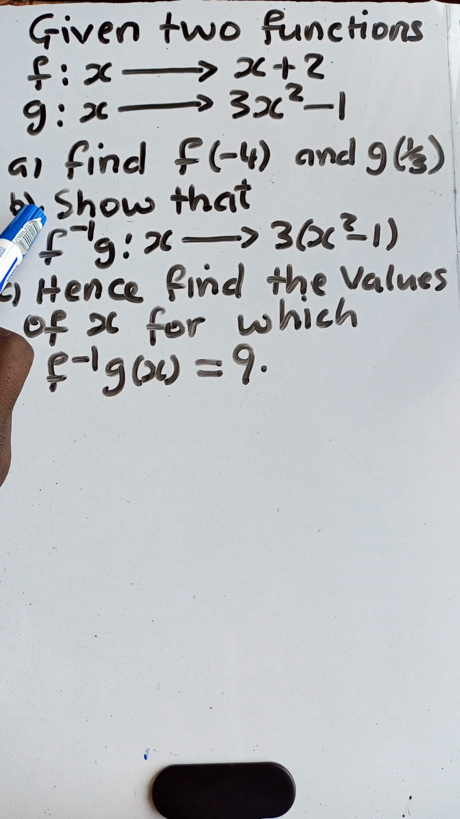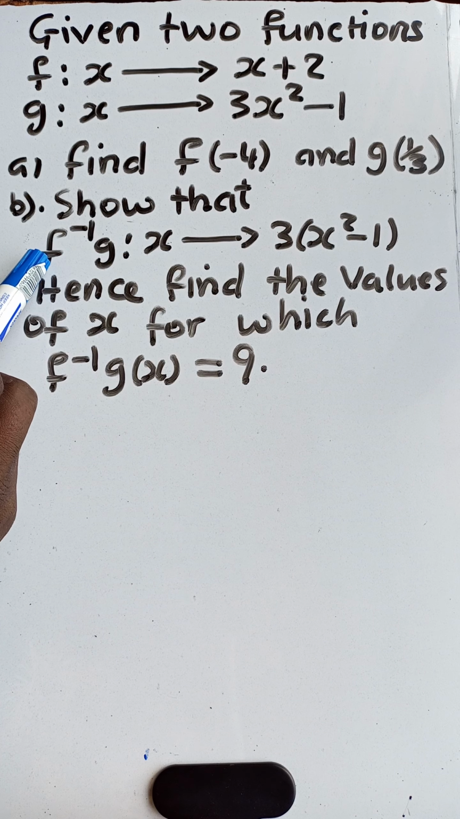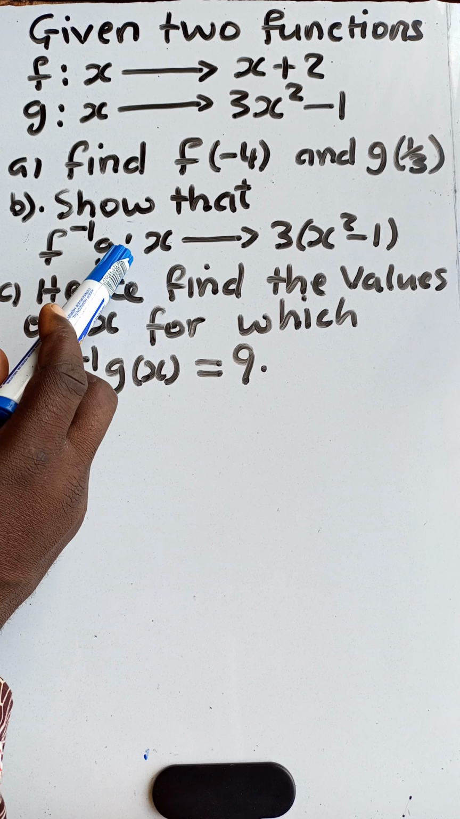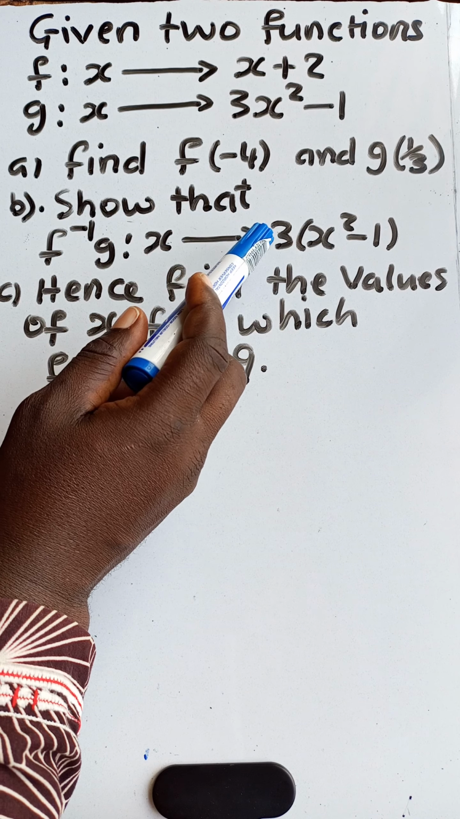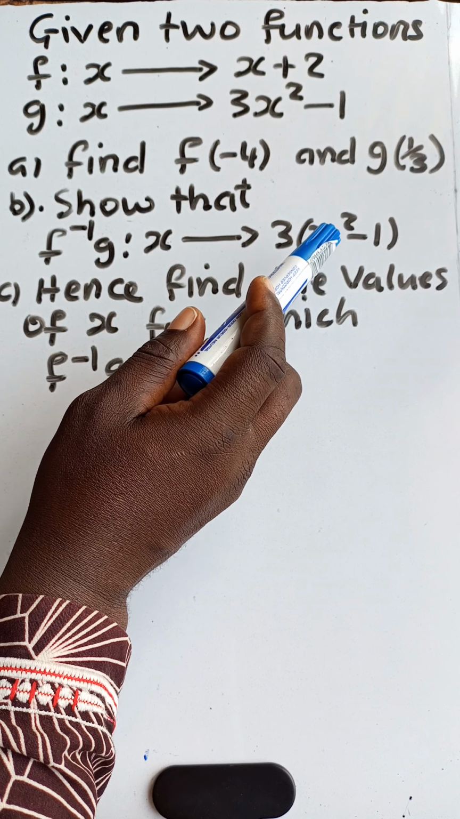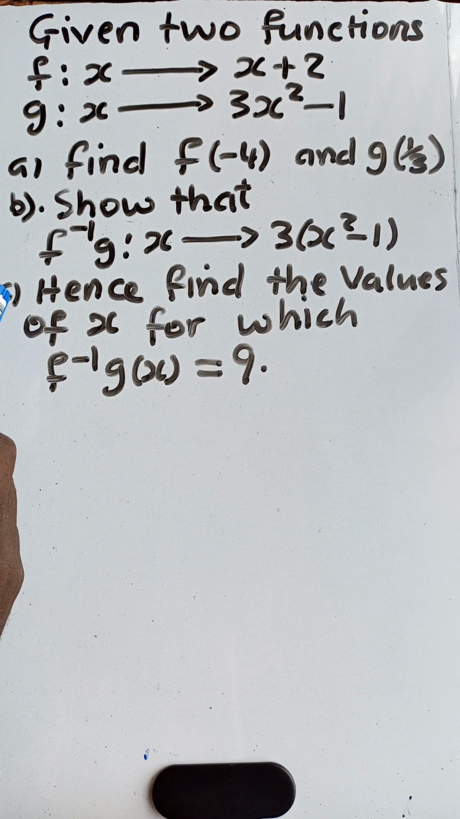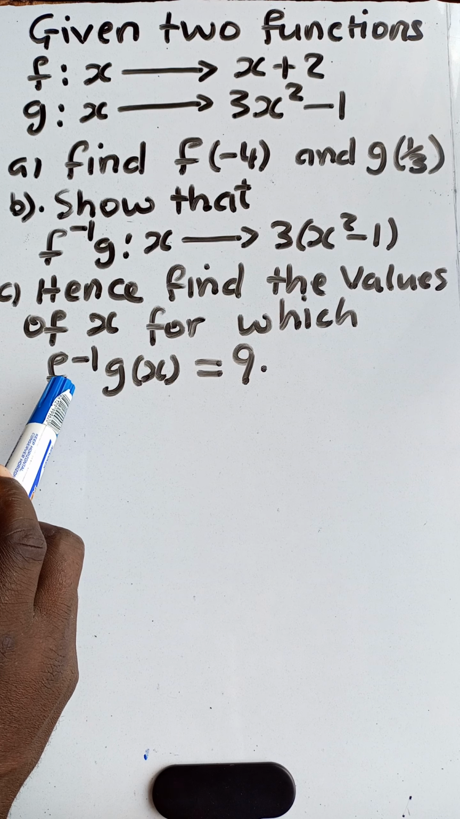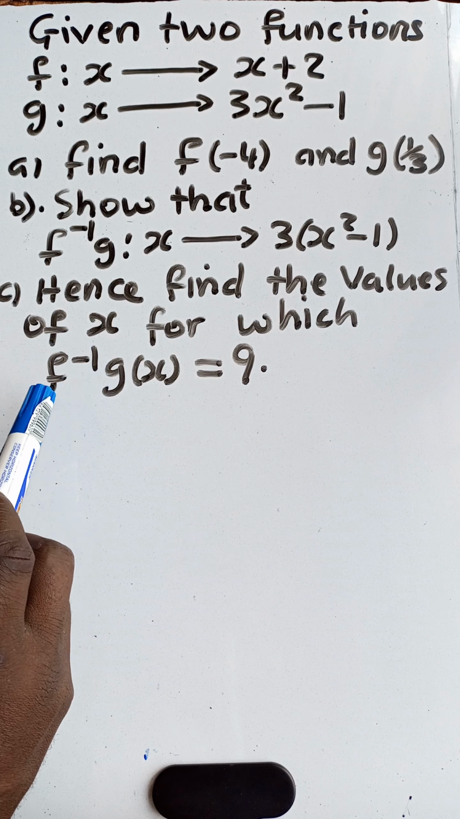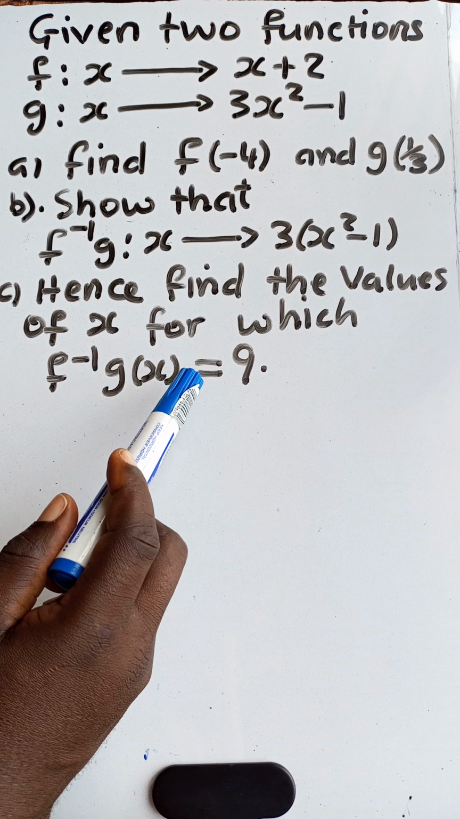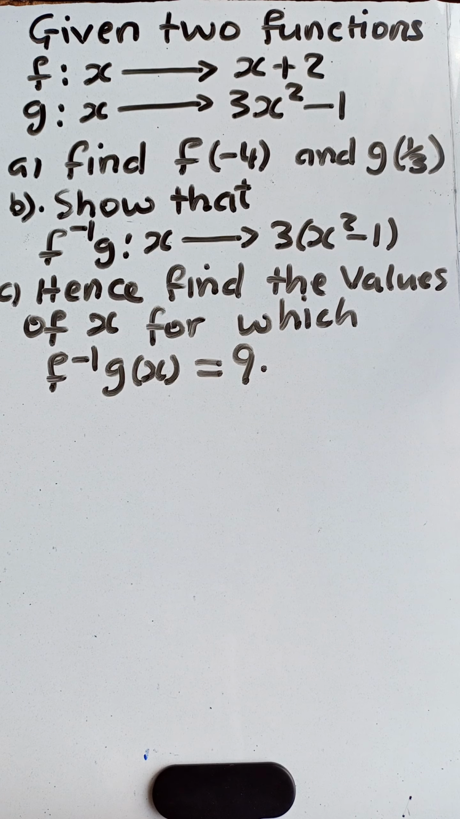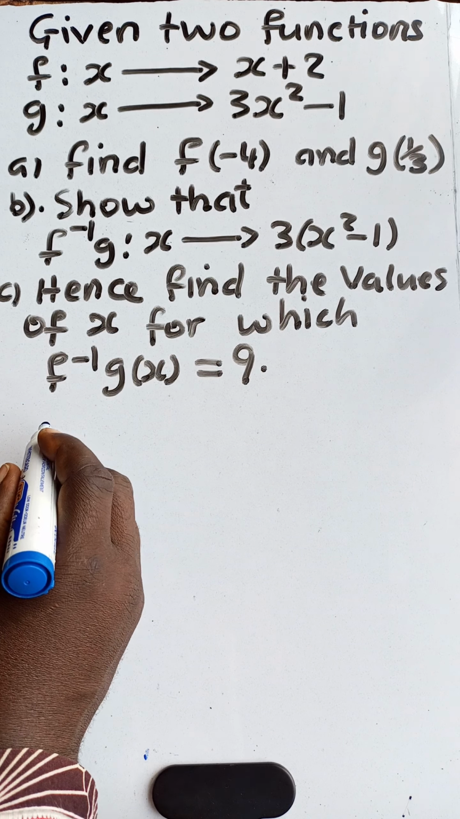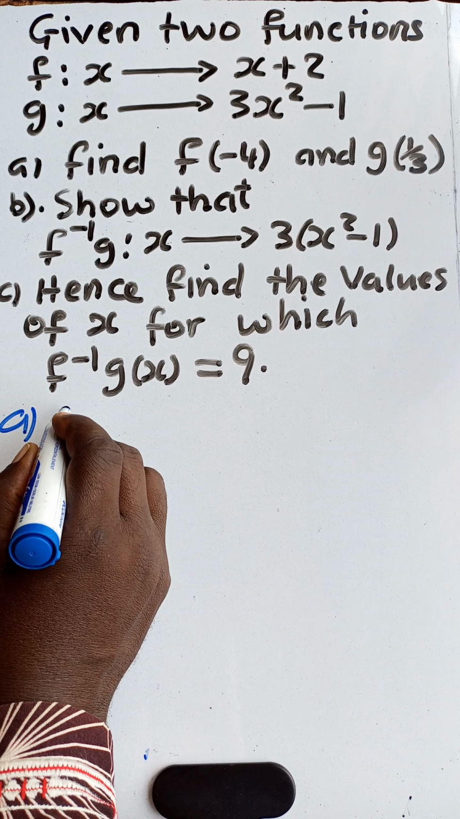Also in B, we are asked to show that the composite function made up of the inverse of f and g takes x and maps to 3 into x squared minus 1. And then in the last section, C, we are asked to find the values of x for which this composite function, f inverse g of x, is equal to 9. Okay, so let's go straight.